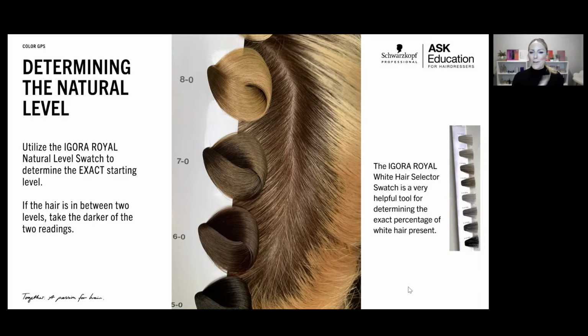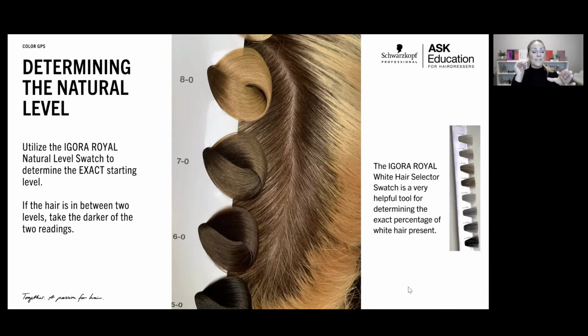I think we all learned that in hair school. Now, where are we going to check the natural level? The best place to check this is underneath the part line, so off center from the part. Don't check right on the part because that's often lighter due to sun exposure, but just underneath the crown and off center from the part.